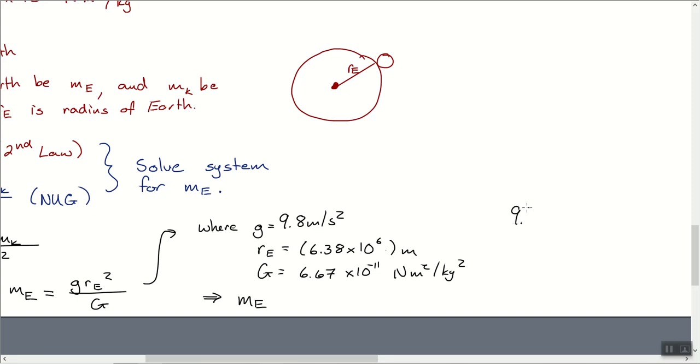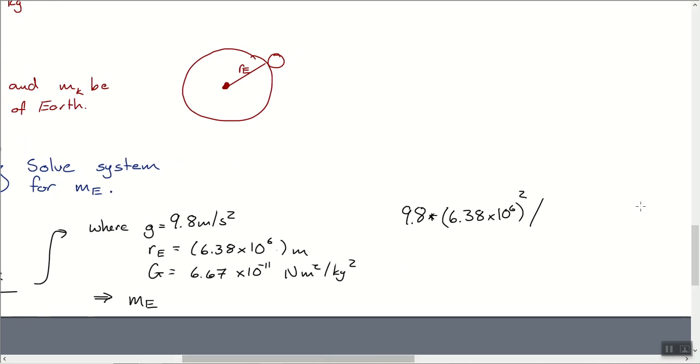This is exactly how I type it in. I hit 9.8 times, what's the radius of Earth? 6.38 times 10 to the 6th. And what has to happen with that radius? Squared. And then I divide by, if you're doing this on your calculator, if I just type in this exactly, what is it going to do?